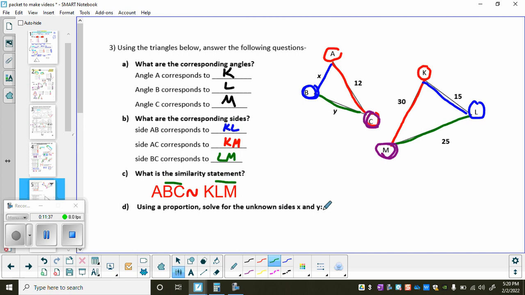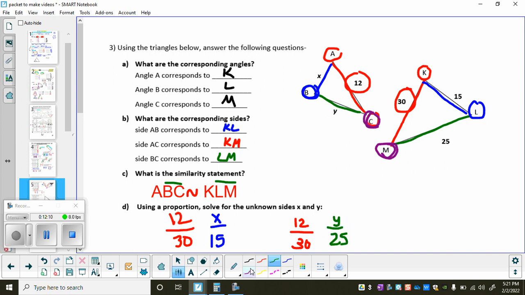Now we're going to try to solve for sides X and Y. And you might remember that when setting up a proportion, it's a good idea to look for the given ratio. The given ratio here is that the 12 turned into a 30. And we're going to use that to find the blue side. If the 12 turned into a 30, we want to see that this X turned into a 15. We're also going to use that given ratio of the 12 and the 30 to say, okay, this Y turned into a 25. So we've got our two proportions.